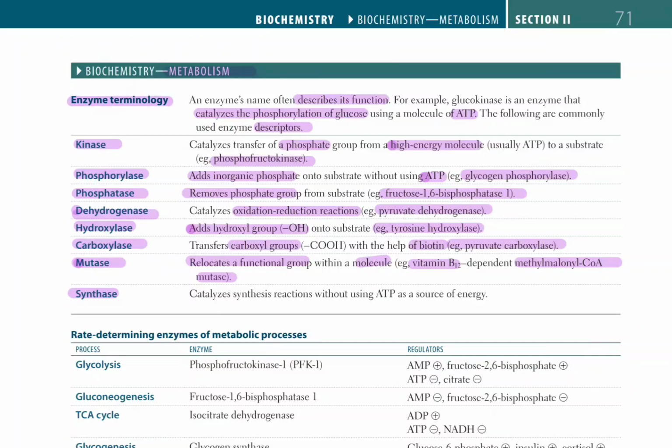Synthase catalyzes synthesis reaction without using ATP as a source of energy. So synthase does not use any kind of ATP. And phosphorylase works without using ATP. So these two enzymes do not use ATP as a source of energy.